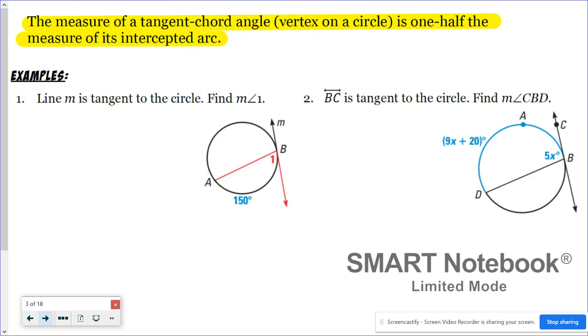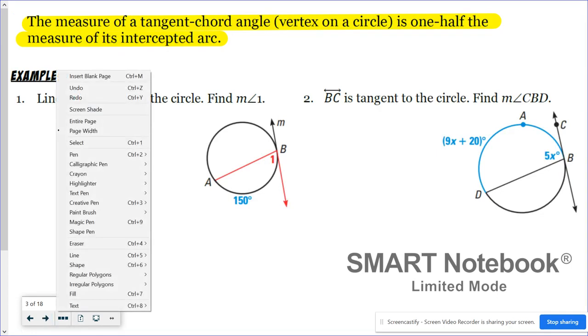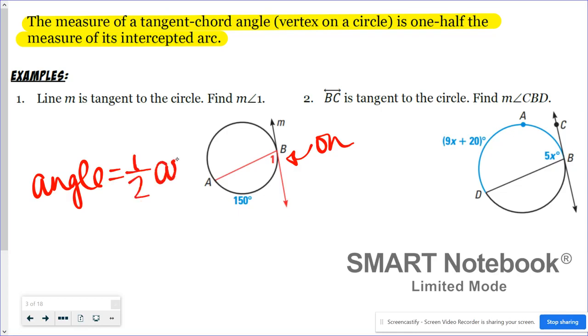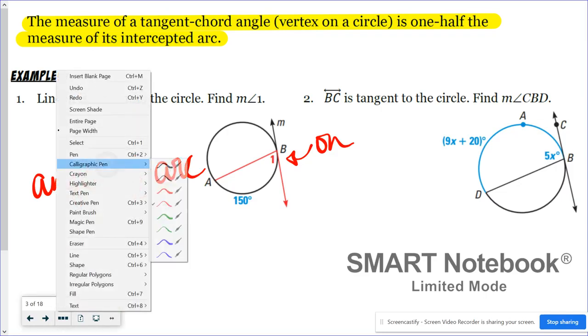In number 1, line M is tangent to the circle. Find the measure of angle 1. Well, angle 1 has a vertex on the circle, so I know that the angle is going to be half of the arc. That's the rule, so let's apply the rule.